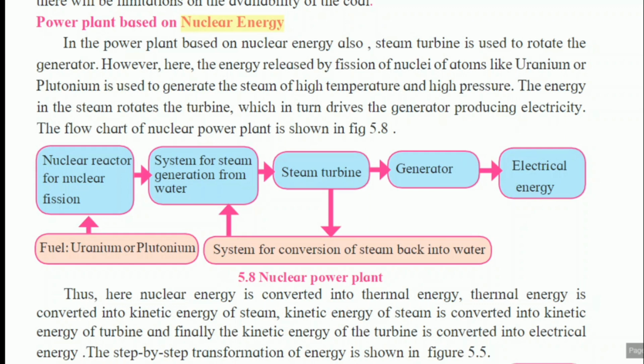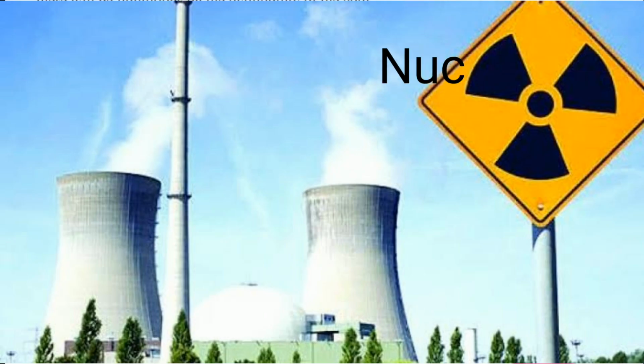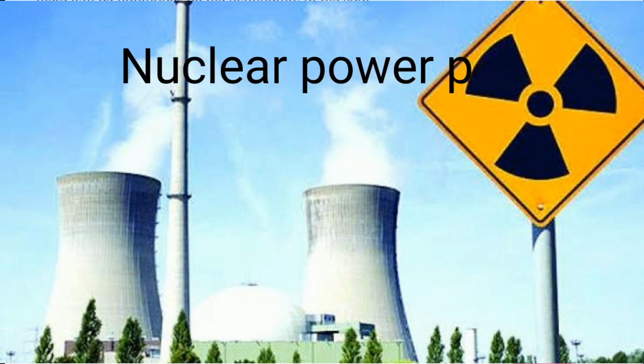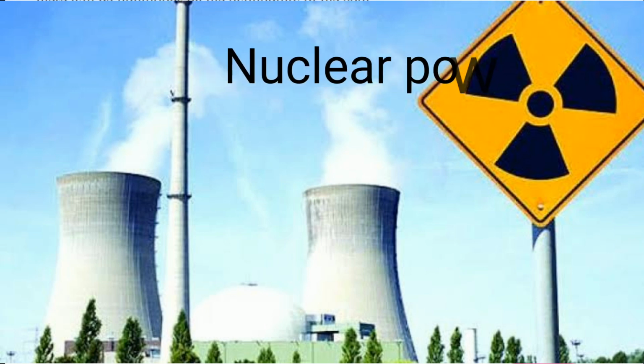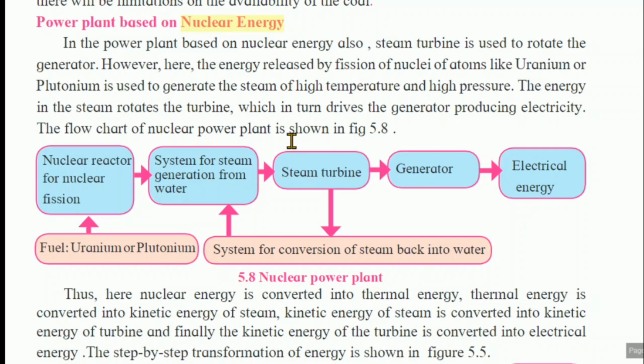So today we are going to start the next part of this lesson, the power plant based on nuclear energy. As the name indicates, in this power plant we use nuclear energy as a fuel. The system is the same. Here also a steam turbine is used to rotate the generator. However, here the energy released by fission of nuclei of atoms like uranium or plutonium is used to generate steam of high temperature and high pressure.